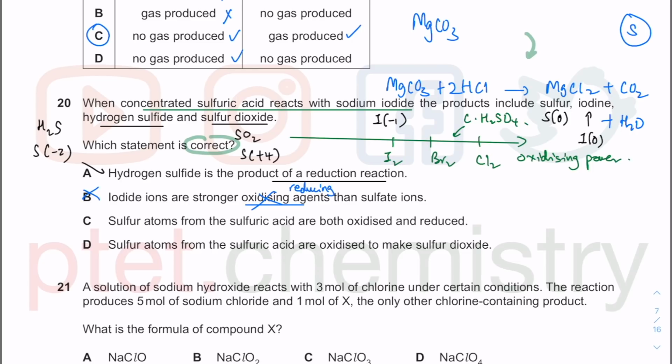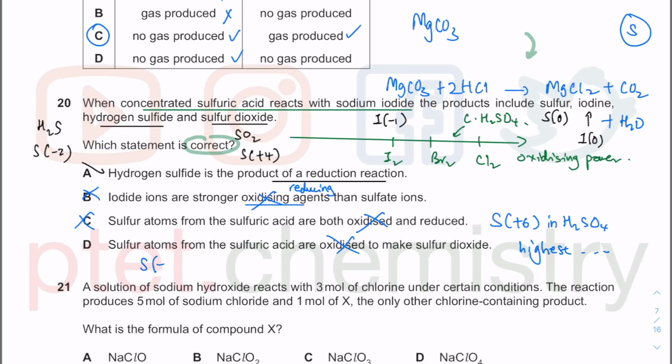And part C, option C: sulfur atoms are both oxidized and reduced. Not really, they don't get oxidized further. Sulfur +6 in H2SO4 is already the highest, it doesn't go any higher. They do get reduced though, so the oxidized bit is definitely wrong. Sulfur atoms from sulfuric acid are oxidized?